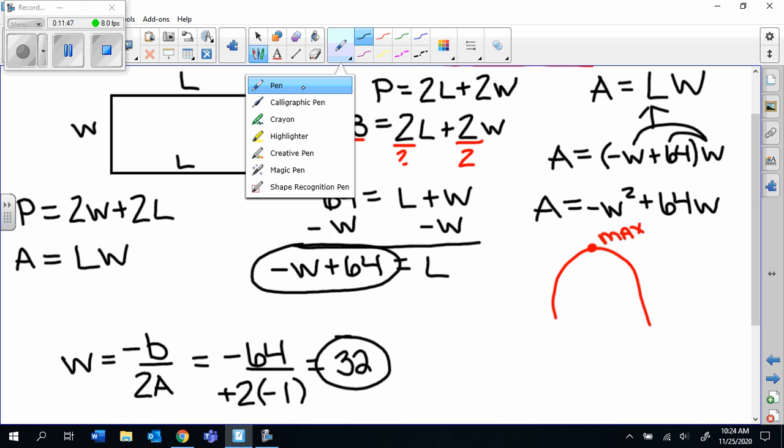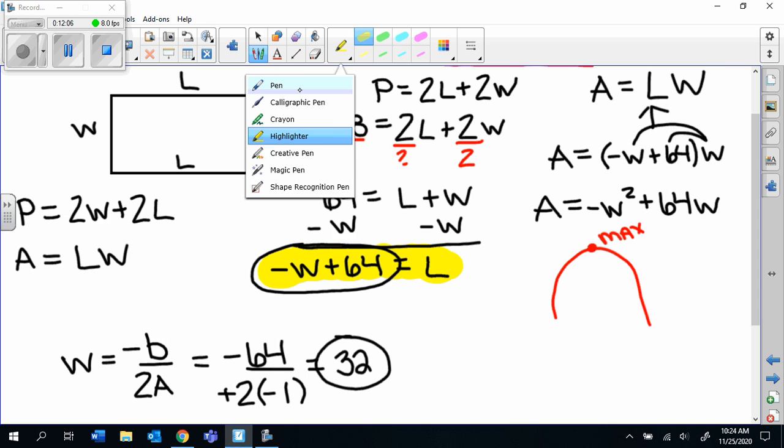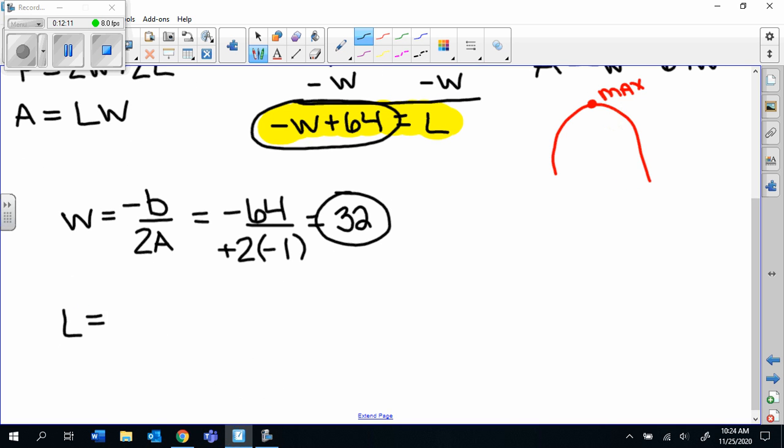Oftentimes students really struggle with this particular problem, and part of that is that there's just so many formulas running around. But notice right here, you've got a perfect place right here above you to solve for L. Okay, L is equal to negative W plus 64. So let's take that 32 and plop it right in there. Negative 32 plus 64 is also 32.